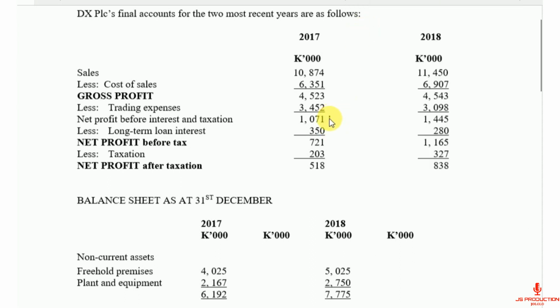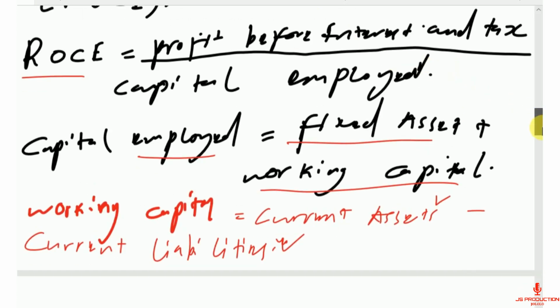For 2017, we have 1071. This is the net profit before interest and tax. And for 2018 we are going to get 1445. So we can calculate for 2017.